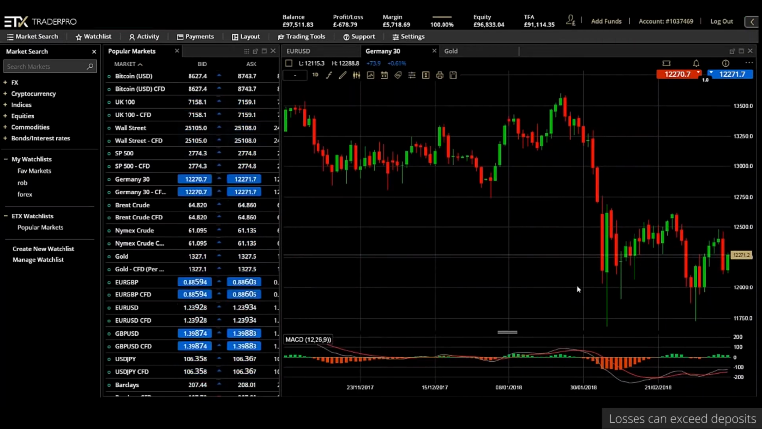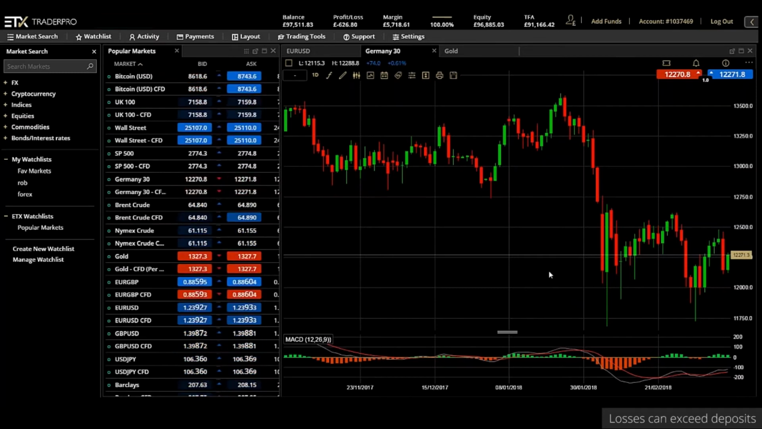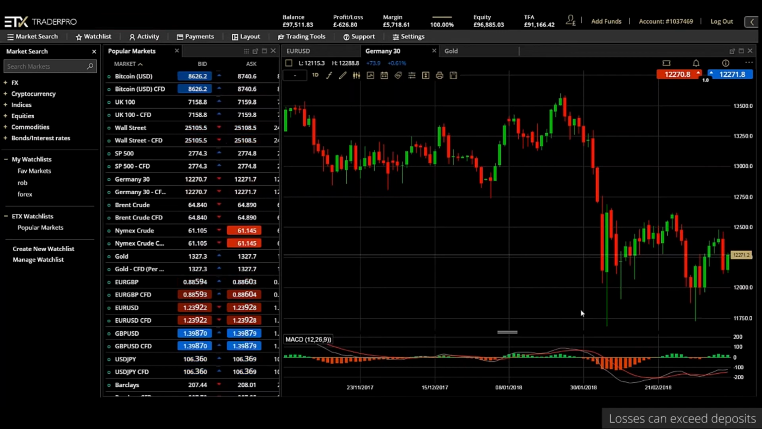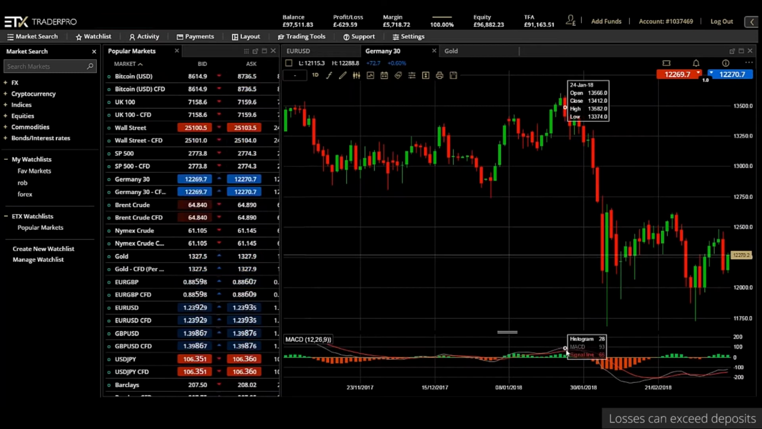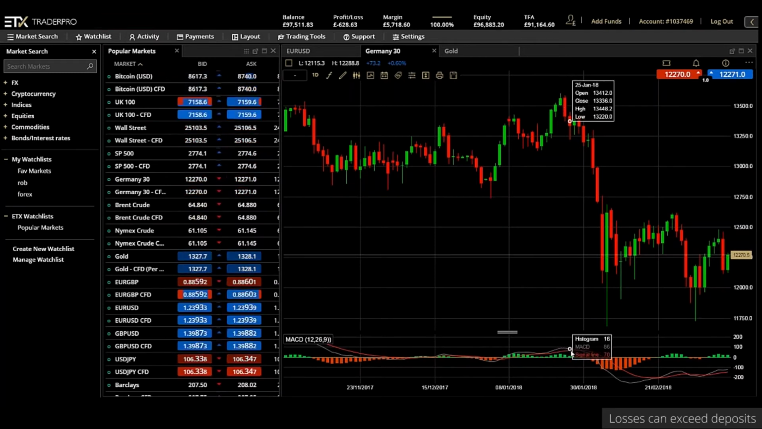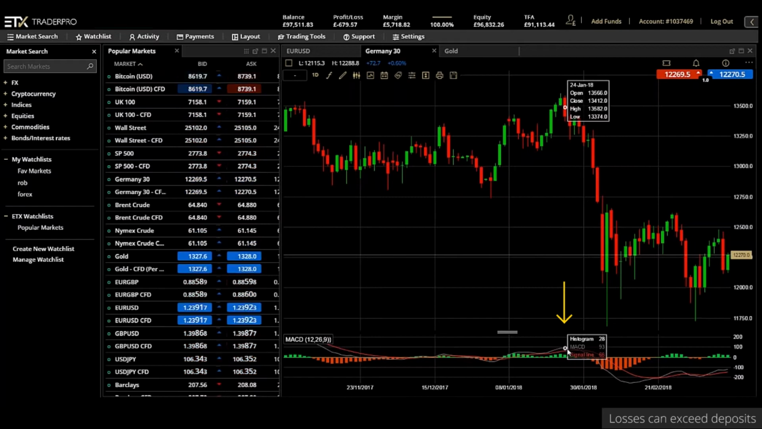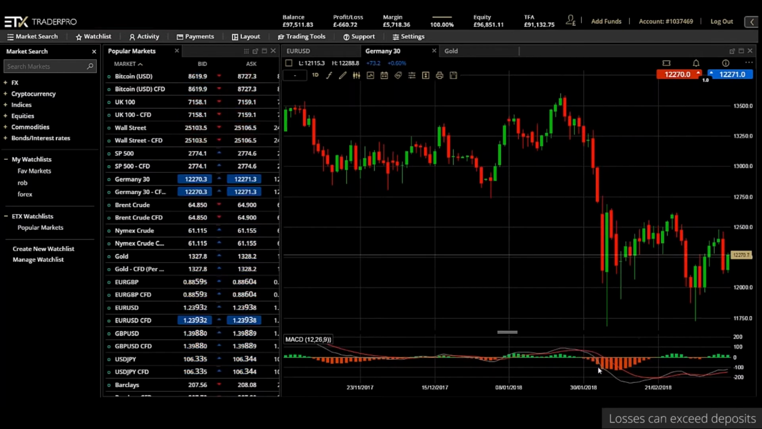There are three key signals we look for in MACD. The first one is divergence. If the security price diverges from the MACD, it can indicate the end of the current trend. For example, if a security is rising and the MACD line starts falling, it could mean the rally is about to end. For example, here on the Germany 30, we can see the MACD line just starting to turn lower just before the fall off in prices.